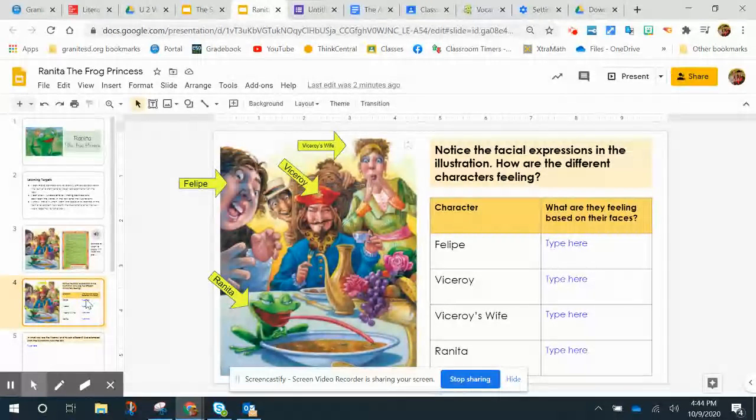Notice the facial expressions. That is one of the biggest things that the illustrations have to offer this particular story. The characters are very animated and very interesting. So I want you to take a look at their facial expressions and see if you can tell how they are feeling. And then you're going to type your answers here in the boxes. For the first picture, I have labeled the characters for you as a support.